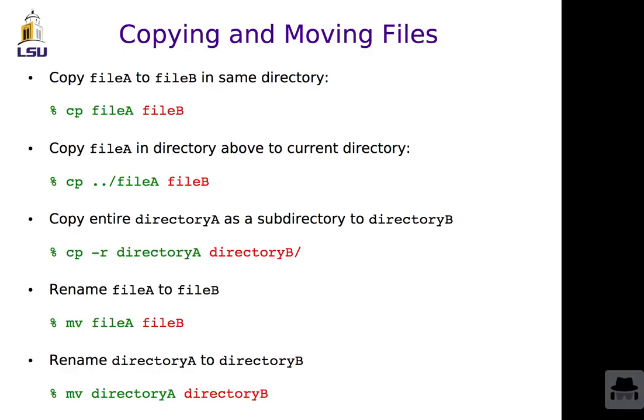Now, if you were moving something across file system boundaries, so like say you wanted to move file A to another directory, but that directory is actually on another physical disk, it's going to have to do a copy. And that is not atomic because it takes time. So that's just something interesting to note about mv.